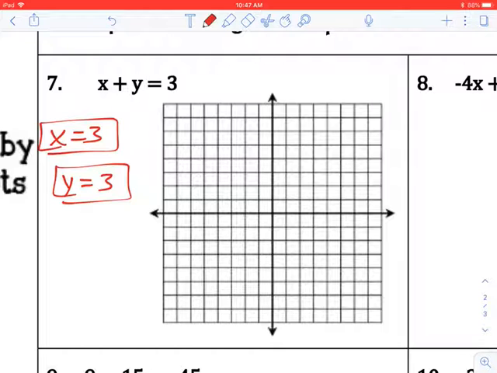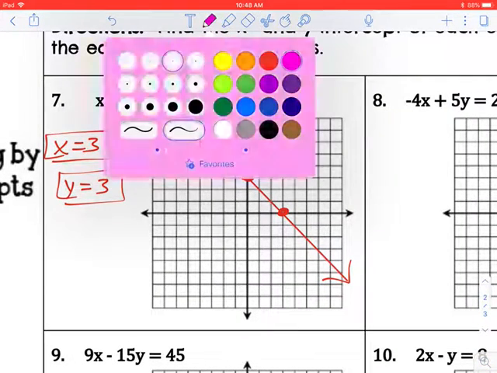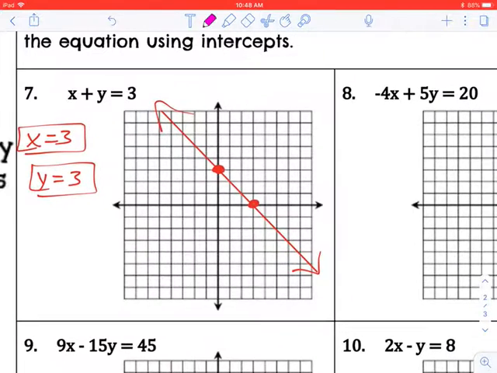Okay, so x equals 3. I'm going x is 1, 2, 3 right here. Y is 1, 2, 3 right here. And then I just draw my line straight through those points. And so there's my line. That's all there is to it. To graph a line, sometimes you can just go ahead and cover up the x to find the y, cover up the y to find the x.